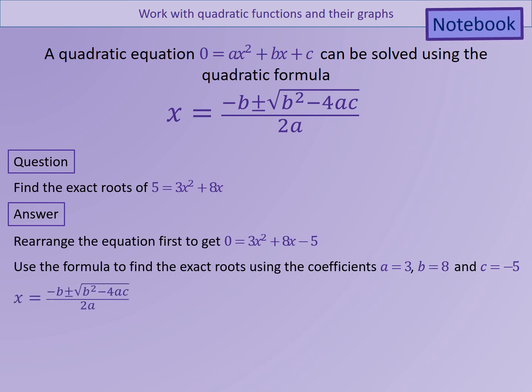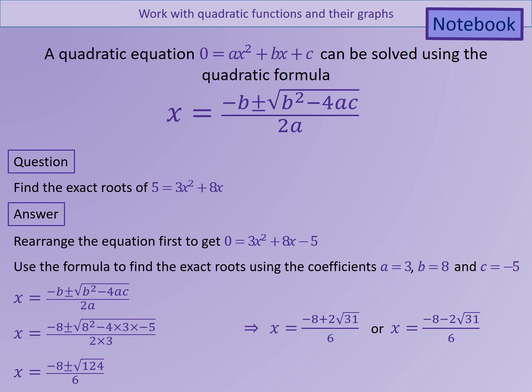And it's good practice to write those 3 values down first. I then write down the general formula. I'm then going to replace a, b and c with the values I've just found. And that leads to the square root of 124 and the denominator of 6. And then root 124 is 2 root 31, and therefore I get these 2 solutions.